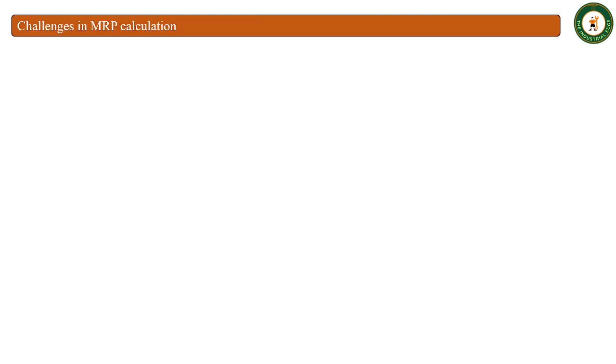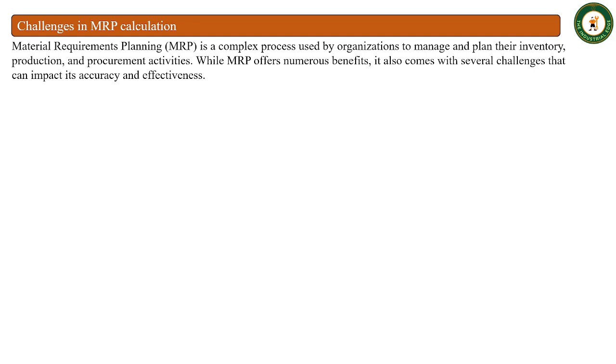Now, challenges in MRP calculation. Material requirement planning (MRP) is a complex process used by organizations to manage and plan their inventory, production, and procurement activities. While MRP offers numerous benefits, it also comes with several challenges that can impact its accuracy and effectiveness. So, here is a detailed explanation of these challenges.